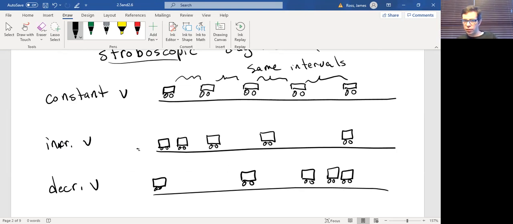So this is what you would call a stroboscopic motion diagram, and it's a good way to visualize what's going on, because when you see this even spacing, you get that idea of constant velocity. And when you see the uneven spacing, you can get a sense of whether it's increasing in speed or decreasing in speed based on the spacing.